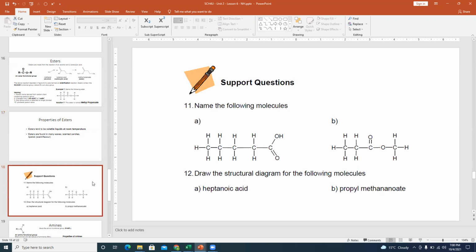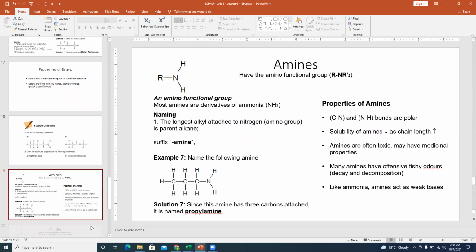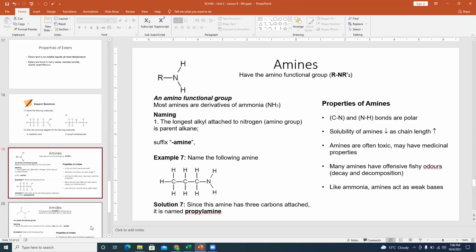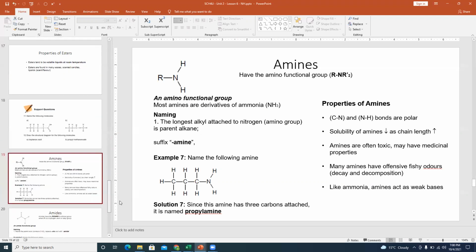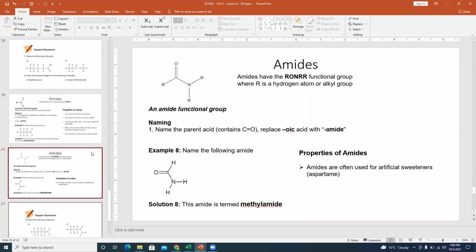Then there's a couple of questions for you guys to practice with. And I really hope that you guys are using these examples to practice with. Then we have another group, amines, and finally amides. So amines and amides are the last two groups that we're going to be talking about in this lesson.